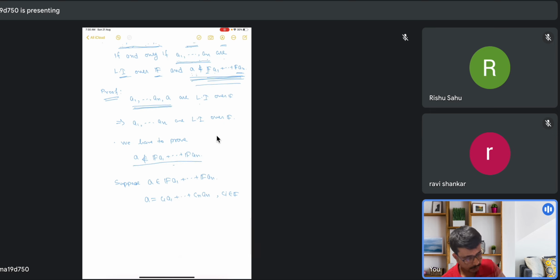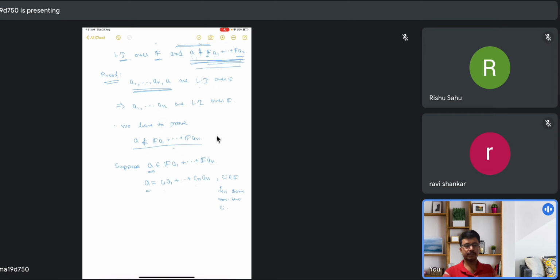So what we can write, since your A is non-zero, all coefficients can't be 0. There is at least one member which is non-zero. If all our members are 0, then A must be 0, so it is not possible. Since your A is non-zero, there must exist at least one element which is non-zero, for some non-zero Ci. Is it fine or not? Please tell.